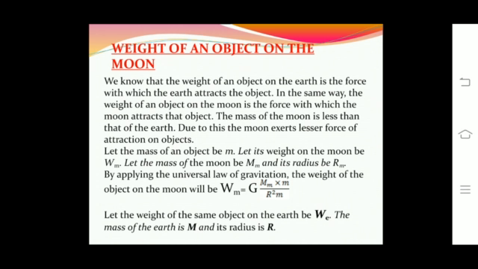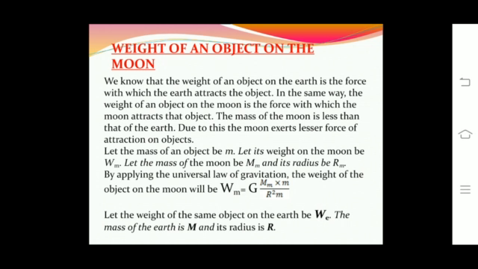Let us take an object having mass m. Let its weight on the moon be Wm. Let the mass of the moon be represented by Mm and its radius be Rm. If we apply the universal law of gravitation, the weight of the object on the moon will be Wm is equal to capital G into Mm into small m divided by Rm squared.